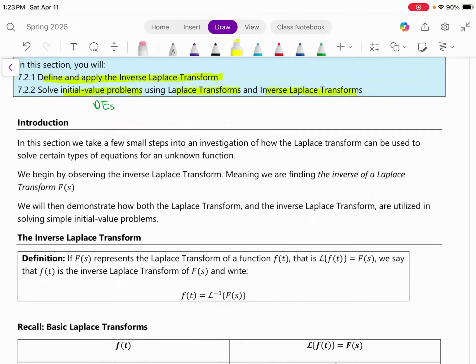So in this section, we take a few small steps into how the Laplace transform can be used to solve certain types of equations for an unknown function. And we begin by observing the inverse Laplace transform. So we are essentially working backwards. We're given a Laplace transform already, and the inverse Laplace transform gives us what the original function f of t would be. So in a way, we are working backwards.